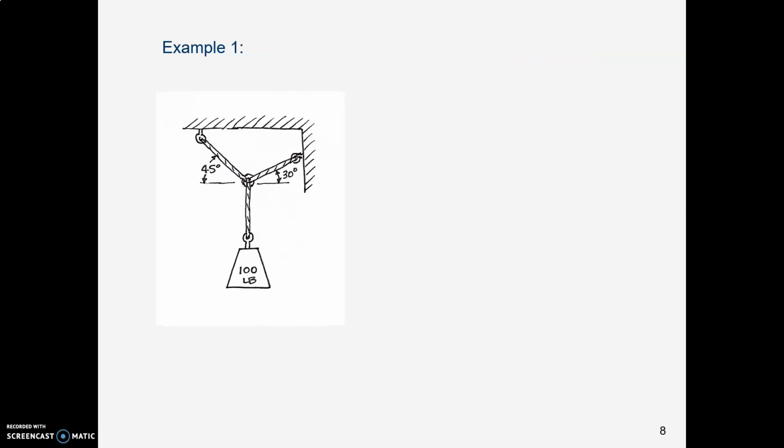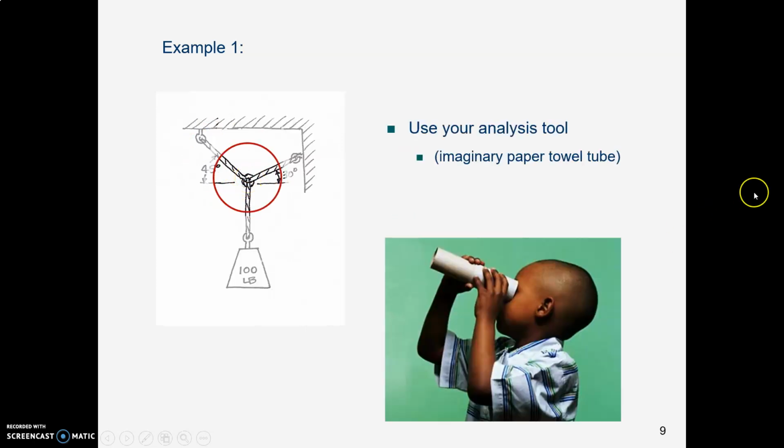Let's look at this first example and how we would tackle this. Here's a 100-pound weight hanging from two ropes that are screw-eyed into a wall and a ceiling. And at first you might think, oh, horrors, what are we going to do about the wall and the ceiling? No problem, because we're going to do a free body diagram at that one point. And we are going to use our analysis tool.